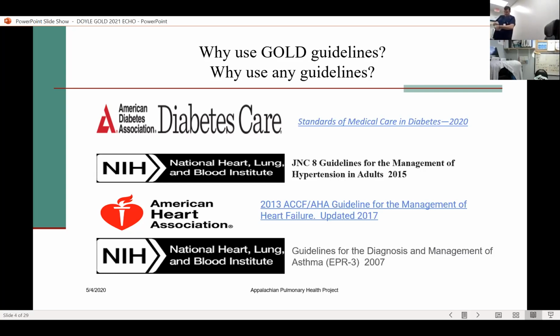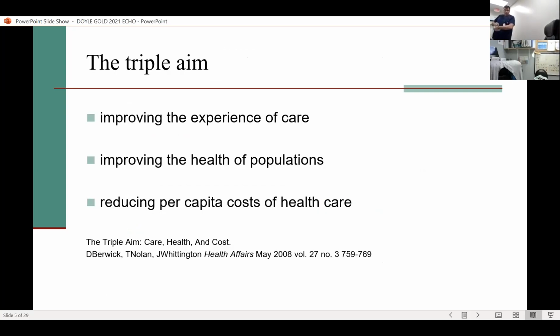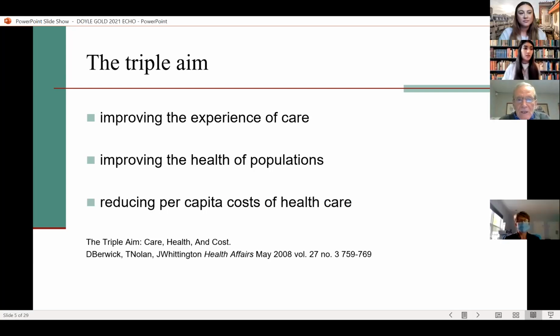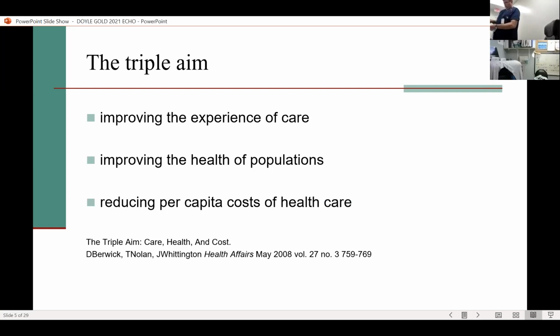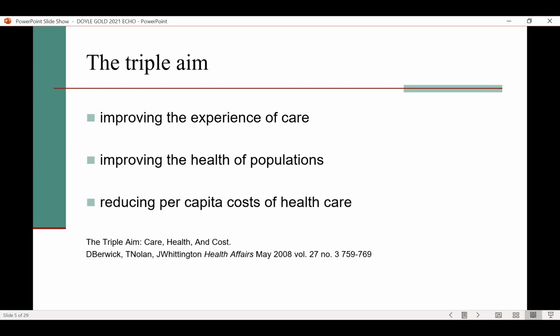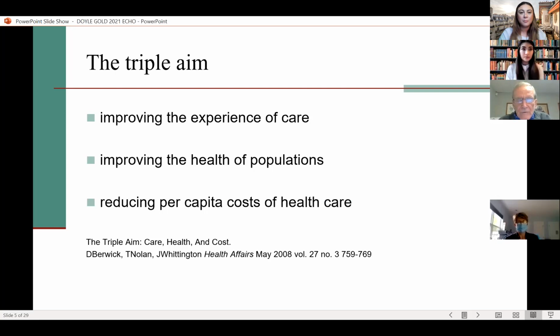Next slide. And as you notice, all of these guidelines really relate to care of chronic disease. So why we have guidelines, and there's an important qualification about guidelines, because guidelines should be evidence-based. And so all the guidelines we're talking about today are evidence-based. In other words, the recommendations they're making are based on valid evidence of effectiveness. And so the reason we have guidelines relate to something called the triple aim.